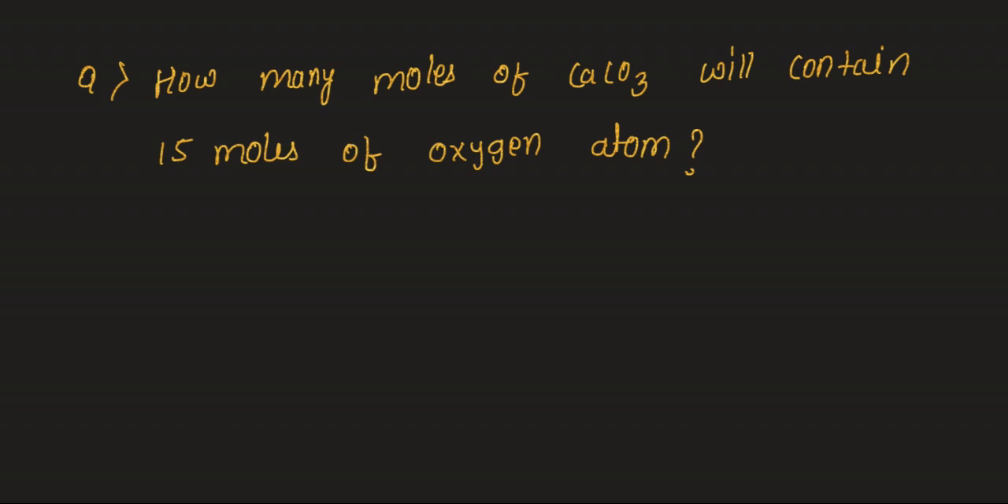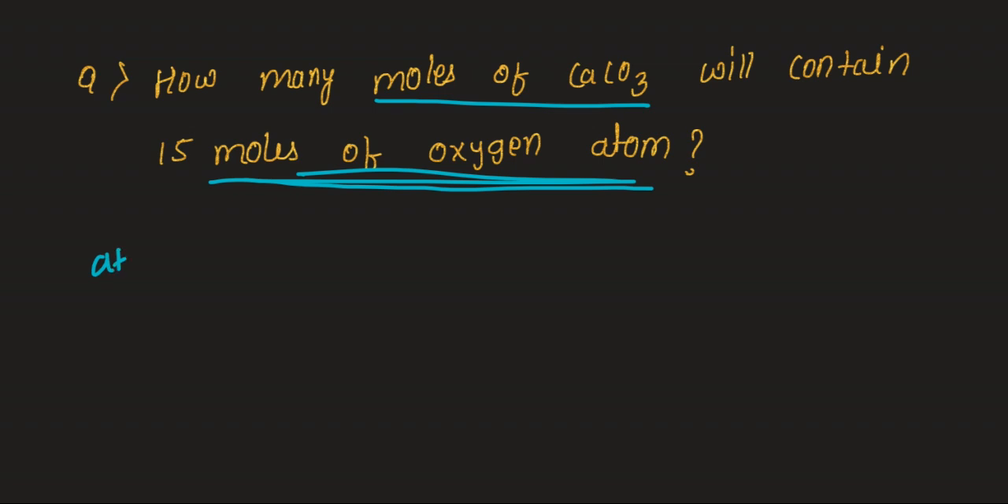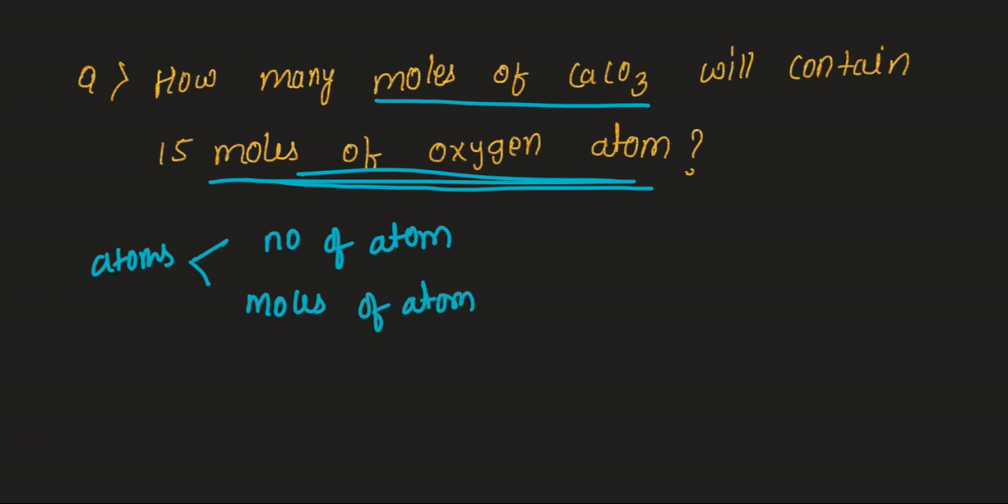Right. So let us try to understand what they are asking in the question. How many moles of calcium carbonate will contain 15 moles of oxygen atom? Can you say they're asking moles of atom, right? So remember, atom questions are of two types. One is the number of atoms question. The other one is the moles of atom question. Number of atoms is different, moles of atom is different.